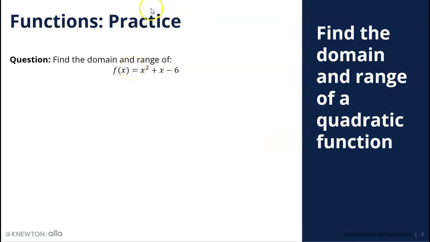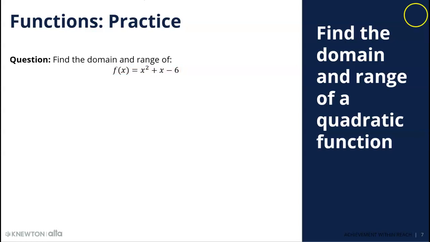Now, to illustrate this, let us consider the following example. Find the domain and range of the given quadratic function. The quadratic function here is in its general form. So to get the domain and range, the domain is automatic. It is the set of all real numbers. But for the range, we need to get the y coordinate of your vertex.